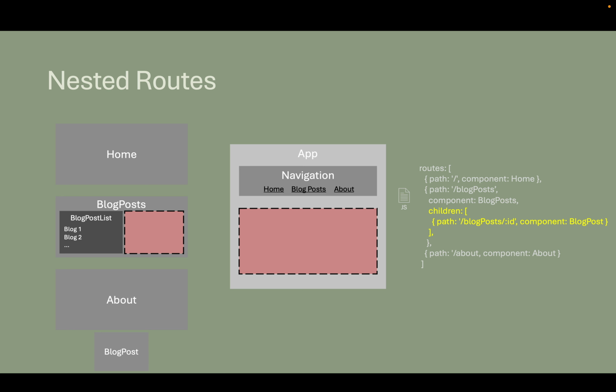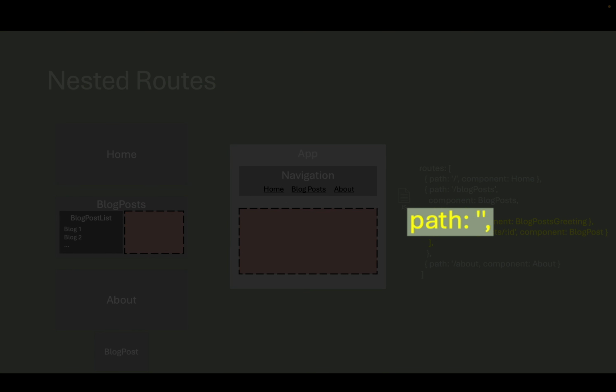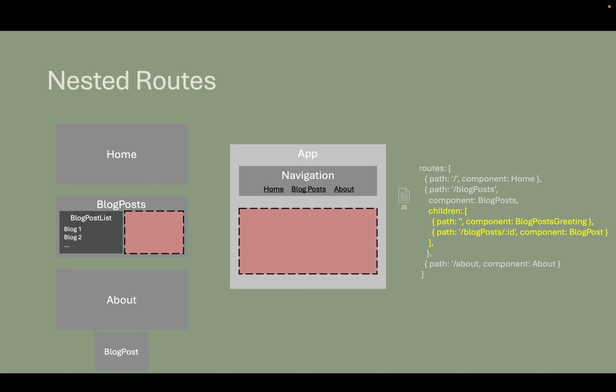Maybe you do want to render something there, like a landing page. In such case, you can provide an empty nested path, like this. By the way, here is a pair of single quotes. So if we just go to /blogPosts, it will not render a specific blog post. Instead, it will show this blog posts greeting component. That means we also need to define a blog posts greeting component, like here. In this component, we can just display a message reminding the user to click a blog post in the list. Think of it as a landing page.